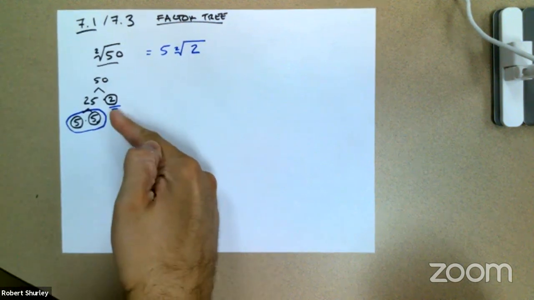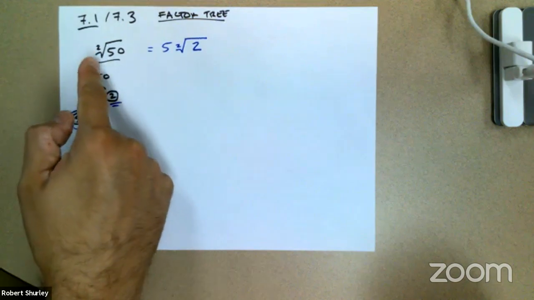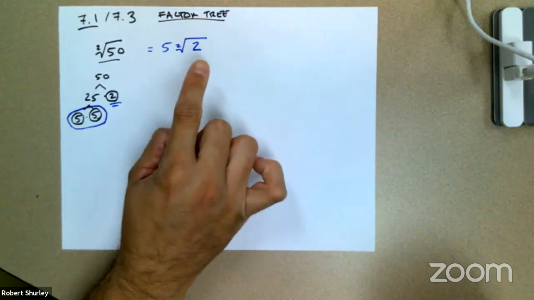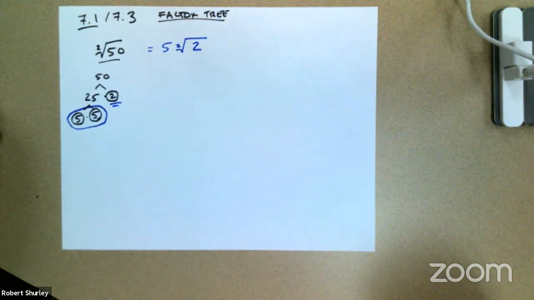So anyway, if it doesn't pair up, and if it's a cube root, we're going to find 3 of a kind, but if it doesn't pair up, it's got to stay underneath. It's got to stay underneath. So I'm going to do a few of these just so it becomes more familiar to you.